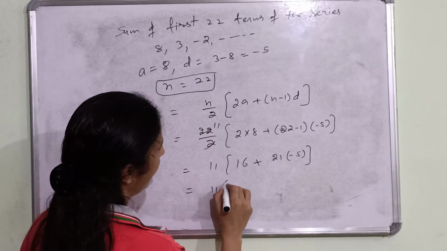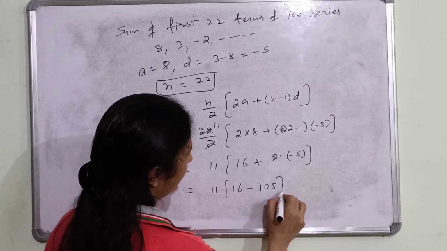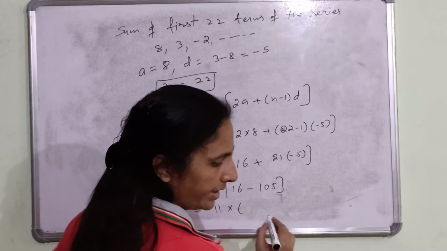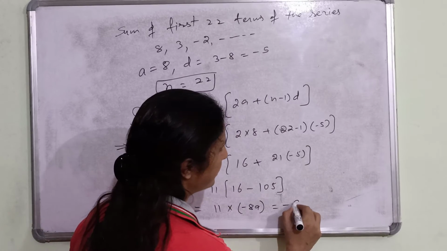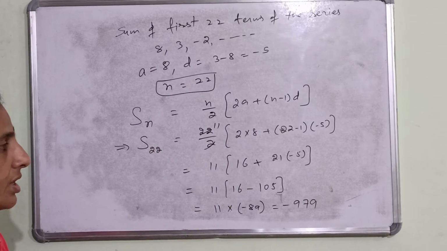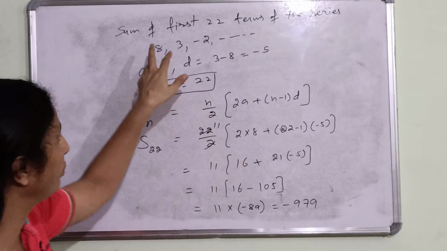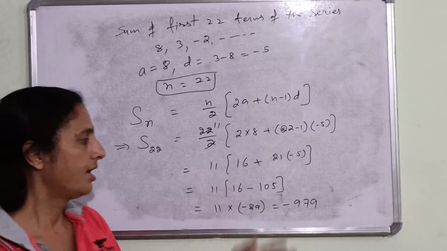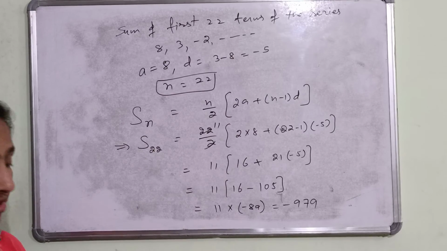So what we have is 11 into 16 minus 105, which is 11 into minus 89. After multiplying, we get minus 979. This is the sum of the series. The sum is negative, obviously, because only 2 terms in this series are positive and all the other terms are negative. That is why our sum is also negative, right? So in this way we can find the sum of the series.